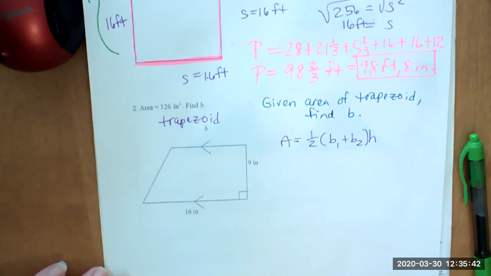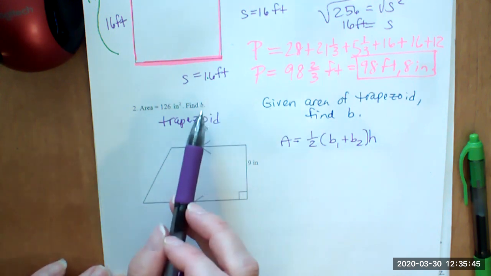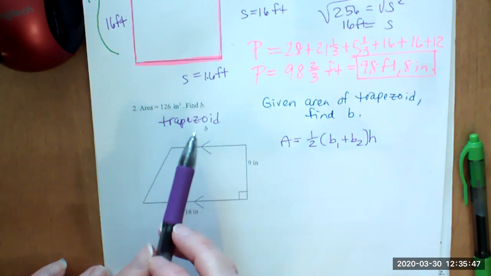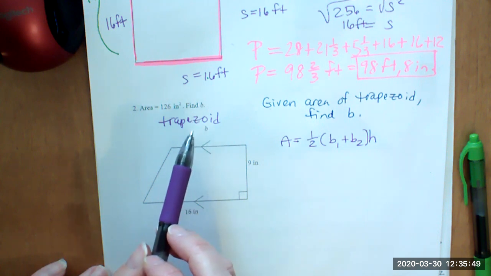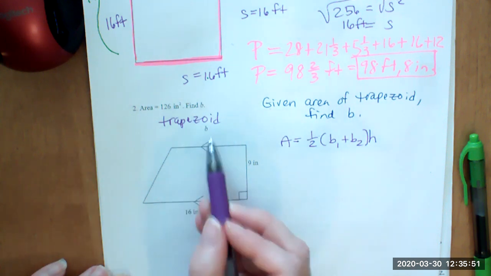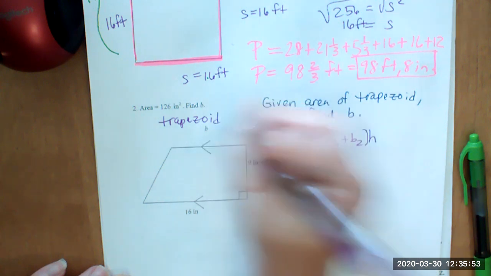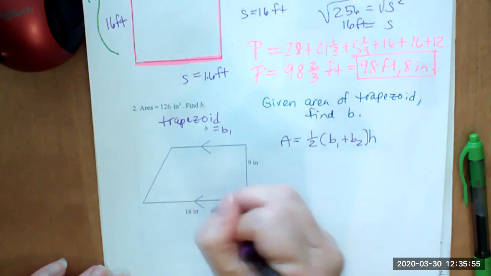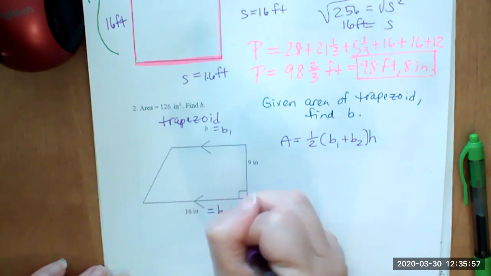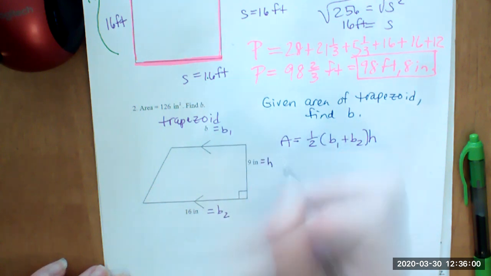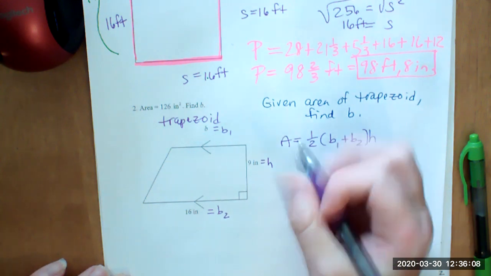Okay, so when I say I want to find the base, what I'm really saying is I want to find the value of base 1. Let's call this base 1. Okay, so we can say this is base 1, this is base 2, and this is the height. Okay, so what I'm going to do is take all the information I'm given. I already know the area is 126 square inches, so I'll fill that in.